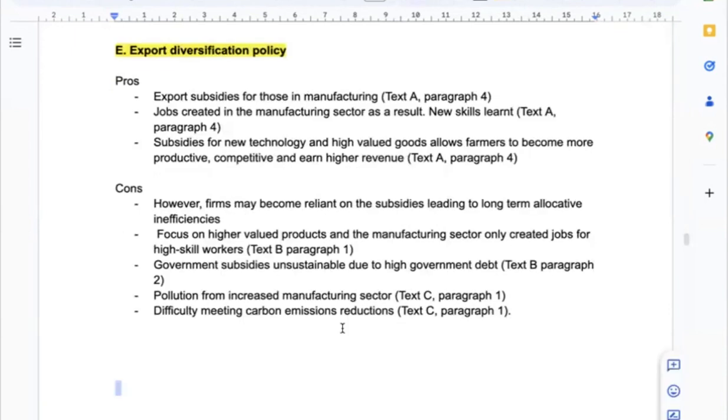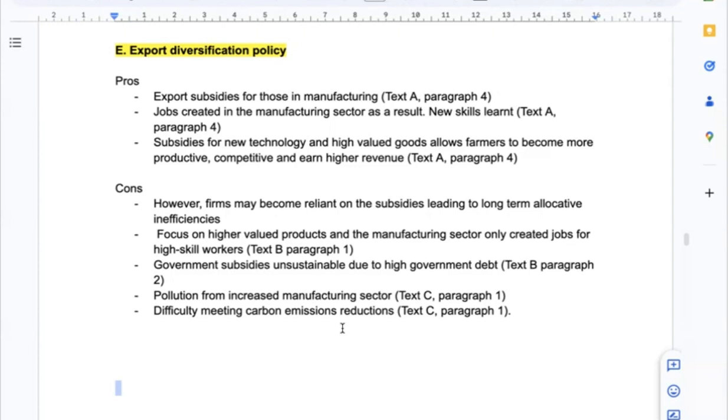Last is about the export diversification policy. When it comes to talking about the pros, the export subsidies given to manufacturing sector boost the domestic industry sectors, and followingly jobs created, which are beneficial to labor productivity. And the subsidies for new technology and high valued goods allow farmers to become more productive, competitive, and earning higher revenue. However, firms may become too reliant on the subsidies, leading them to become less efficient in the long run.